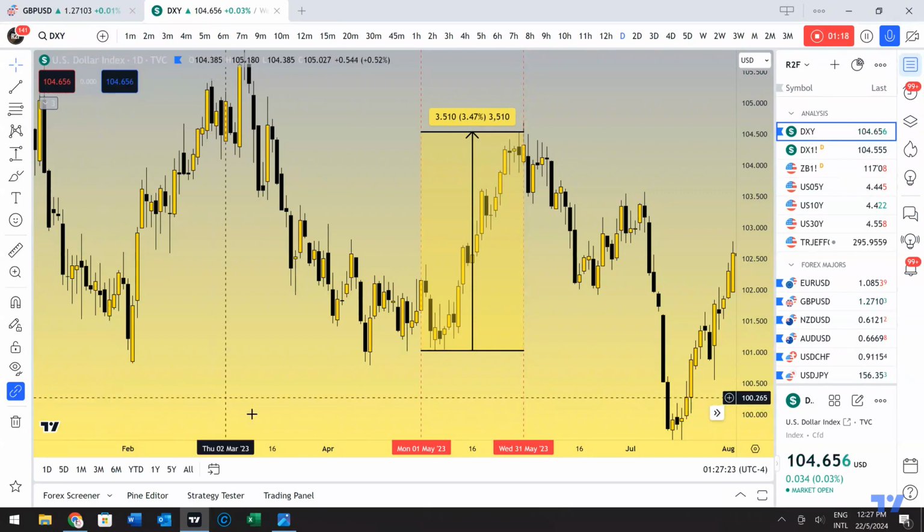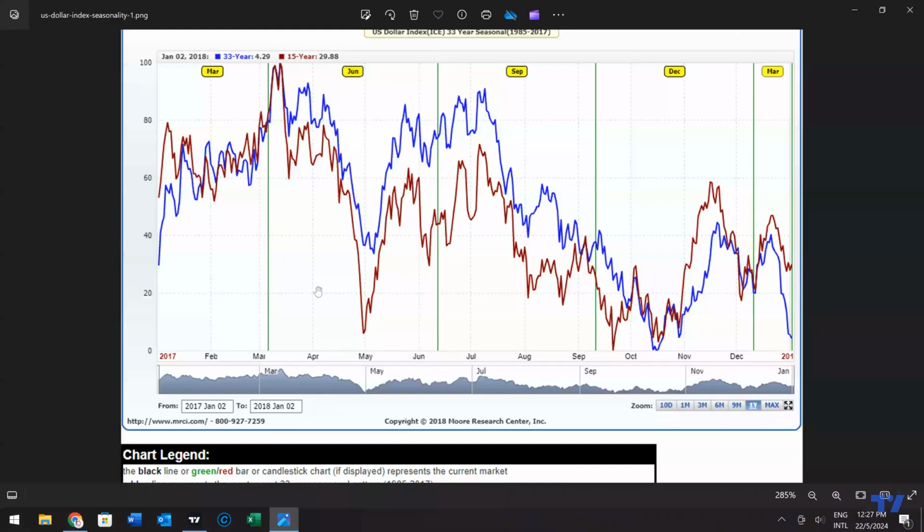So I'm going to open the seasonal tendency chart for the US dollar, and this is it. This chart is taken from More Research Center. It goes all the way up to 2018, but it takes data from 33 years ago from that time and 15 years ago. So you'll have two plots on the chart, red being 15 years and blue being 33 years of data, average data on the chart. Why two different data points? So that you can compare one for a shorter time span and one for a longer time span.